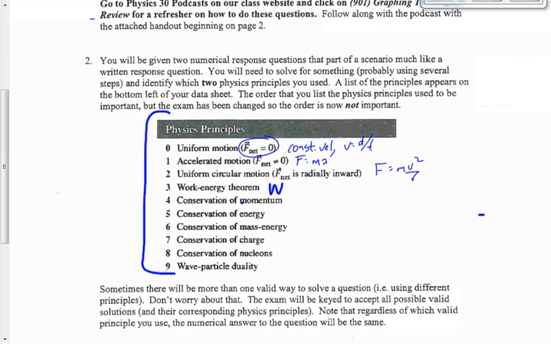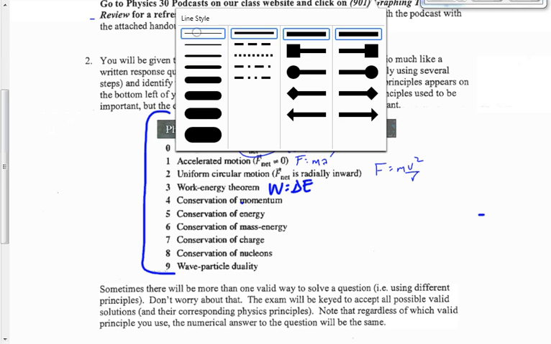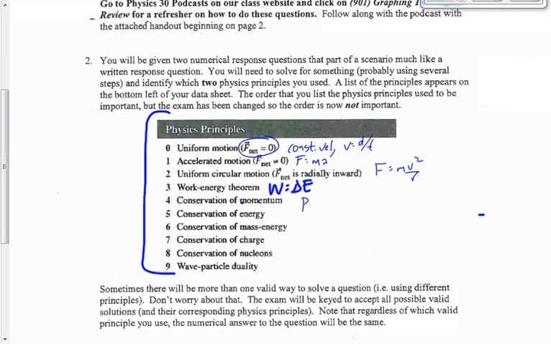The work energy theorem. If you've used the idea that work is equal to the change in energy, then that's the work energy theorem. Conservation of momentum, well, I think you know what that is. P_i equals P_f. Conservation of energy, E_i equals E_f. Conservation of mass energy, somebody can tell me this one.